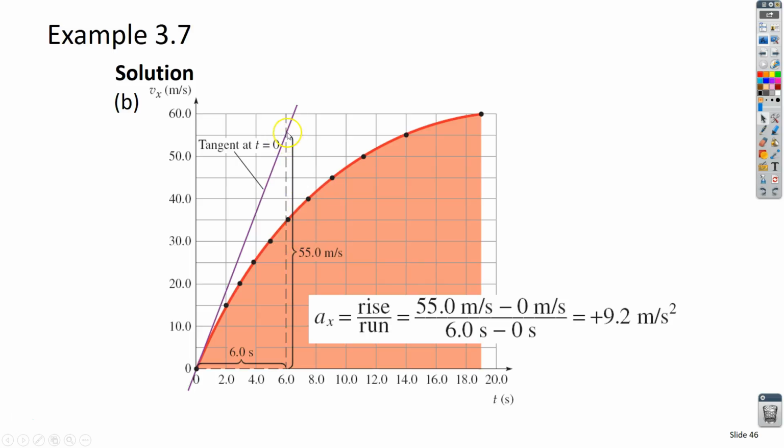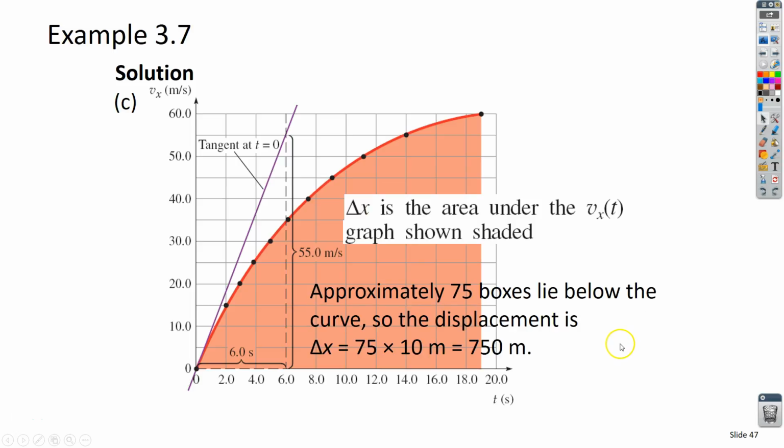For letter B, they wanted the instantaneous acceleration, and so if we're looking at that, here is a tangent line right at 0. So we're going to say our furthest out y value here for velocity is 55. Our original is 0, and it's taking 6 seconds to get up to that. And so we're going to divide the two, and we find out that we started with an acceleration of 9.2 meters per second squared.